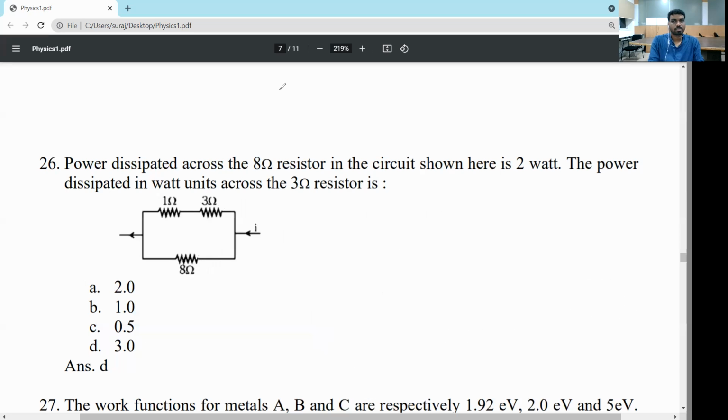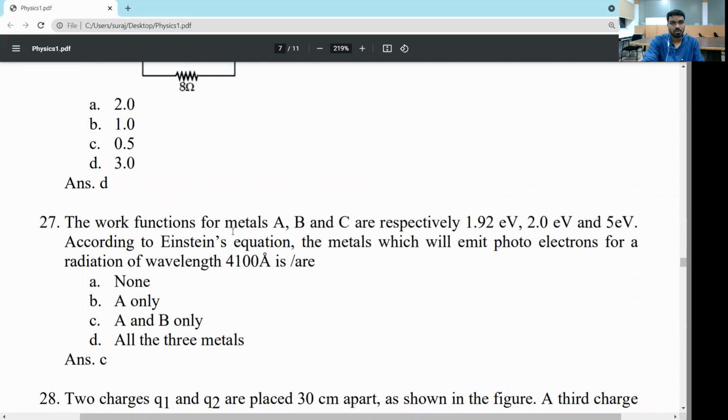Now coming to question number 27. The work functions of metals A, B, and C are respectively 1.92, 2, and 5 electron volts. According to Einstein equation, the metals which will emit photoelectrons for a radiation of wavelength 4100 angstrom is or are.